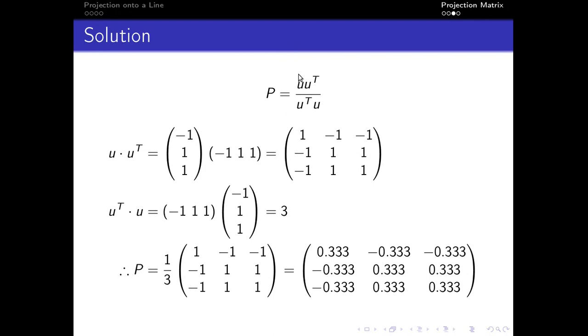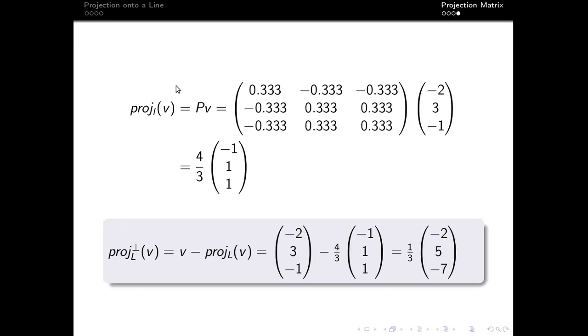To get our P, we already know it to be the outer product over the inner product, where the outer product happens to be this matrix, and the inner product happens to be a scalar, which is 3. So to get the projection matrix P, we divide the outer product by the scalar, and eventually we obtain our P matrix to be this. Now, having obtained the P matrix, we want to look at the projection of V onto L, that is P times V. The matrix P times the vector V helps us arrive at this, which is the same as what we have seen in the previous example.